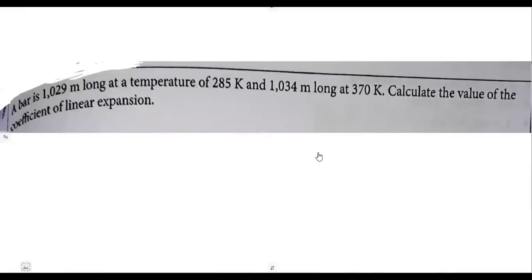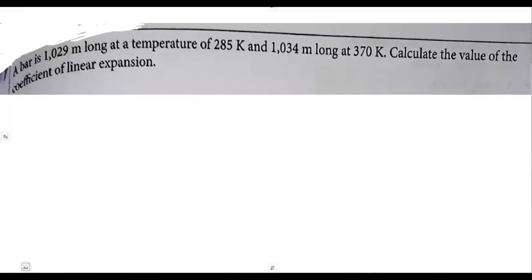All right, let's quickly look into another one. We are given that on this question, which is example 3, a bar is 1.029 meters long at a temperature of, at this temperature, a certain bar is, so that's the original length.